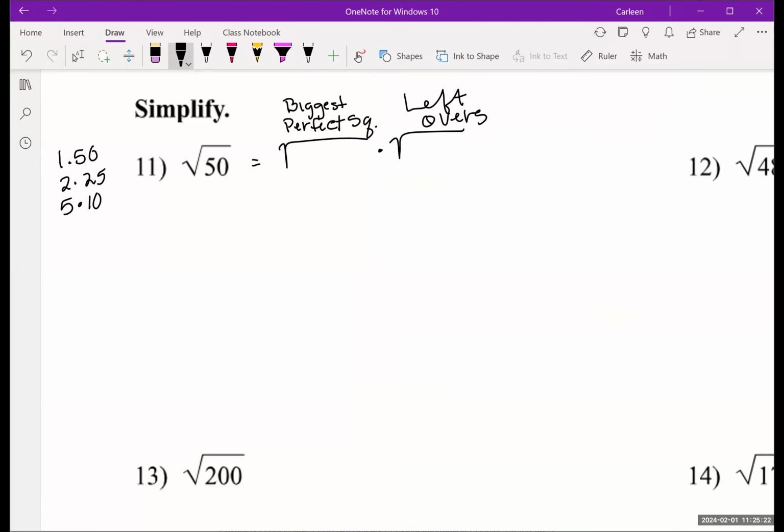Now, what are our perfect squares? One of those is a perfect square. Which one of those is the biggest perfect square? Is 5 a perfect square? No, that gives me a decimal. Is 10 a perfect square? No. Is 2 a perfect square? Do you know what I mean? If you took the square root of 5, you would get a decimal. Yeah, those are not perfect squares.